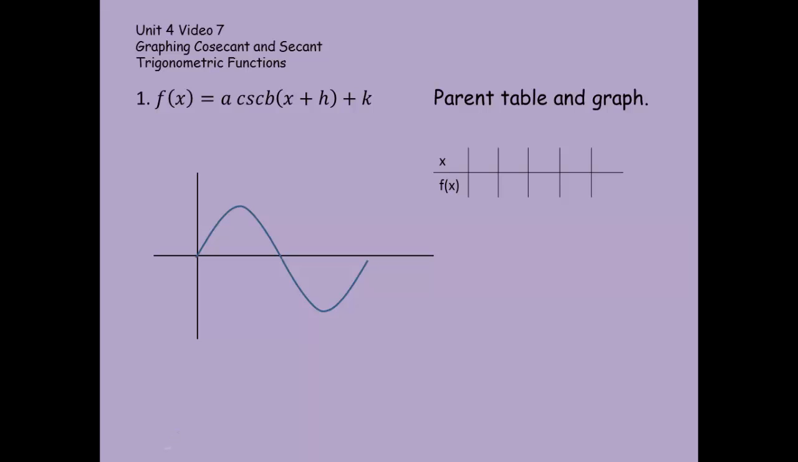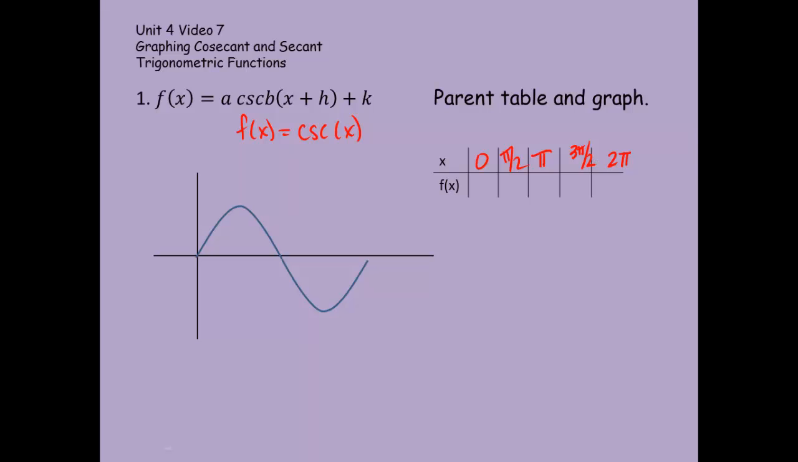Alright, so here is going to be our parent table and parent graph for our cosecant function. We're going to start with just doing the parent equation, which is CSC of x, so the cosecant of x. Because cosecant is the reciprocal of sine, we are allowed to use the period of 2 pi to complete an entire cycle of this function. So I'm going to start by making this table from 0 to 2 pi for my standard period, with pi in the center, pi over 2, and 3 pi over 2.